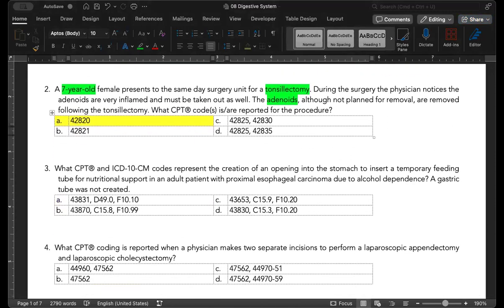Let's go to number 3. So we're going to look at ICD-10 and CPT here. What codes represent the creation of an opening into the stomach to insert a temporary feeding tube for nutritional support in an adult patient with proximal esophageal carcinoma due to alcohol dependence? And there's a note here that a gastric tube was not created. So let's look at this from a process of elimination or testing standpoint. How would you guys approach this from a process of elimination standpoint?